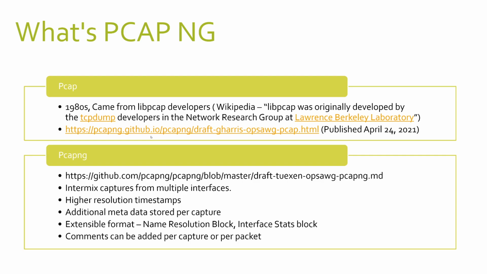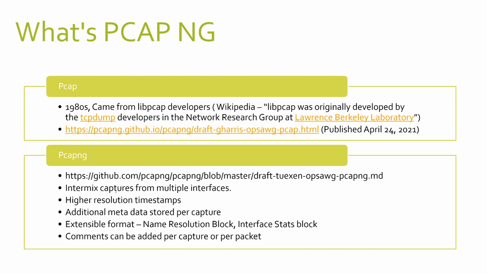So what is PCAPNG? PCAPs, as everybody knows, are a format for capture and are used extensively in Wireshark. This format came from the tcpdump tool in the 1980s, where the libpcap format was developed by a network research group at Lawrence Berkeley Labs. You can go read the format of PCAP in the link described here. PCAPNG is the next generation format, and in that there's a lot more flexibility. Here's a link provided where you can go on GitHub and look at the draft which is available there.